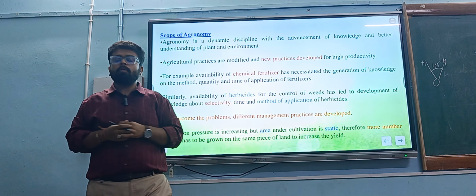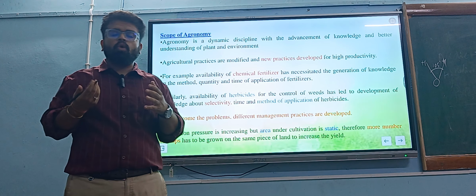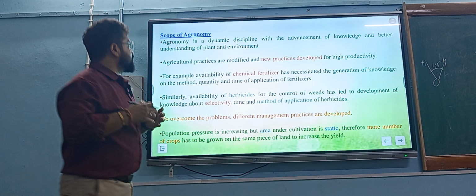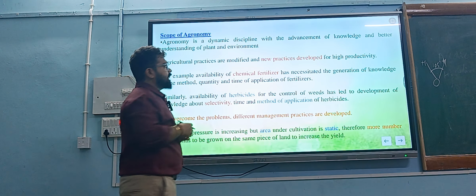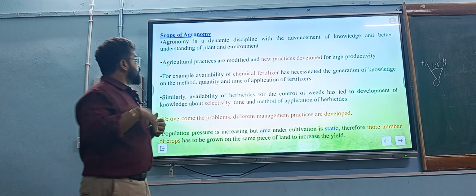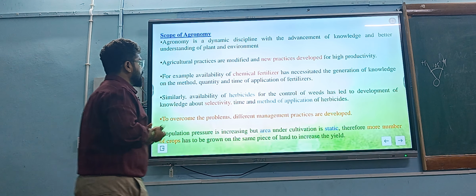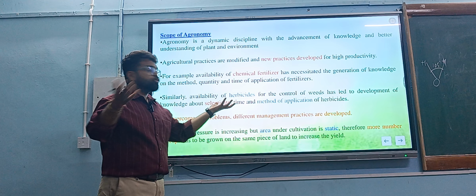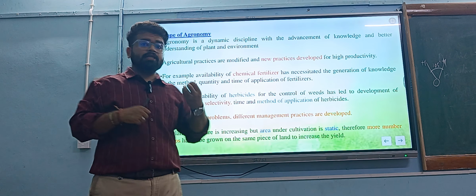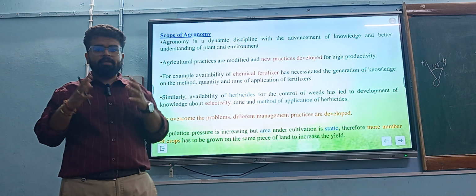What is the scope of agronomy? See, whenever we deal with any subject, we find its scope. Agronomy has multiple and n number of scopes. The first is, it is a dynamic discipline with advancement of knowledge and better understanding. Here, we generally modify the new practices, develop and understand the process involved. For example, for a chemical fertilizer, the dose to be set, for the herbicide, the selectivity understanding and what is the rate of application has to be done. And to overcome this problem, different management practices have to be developed.